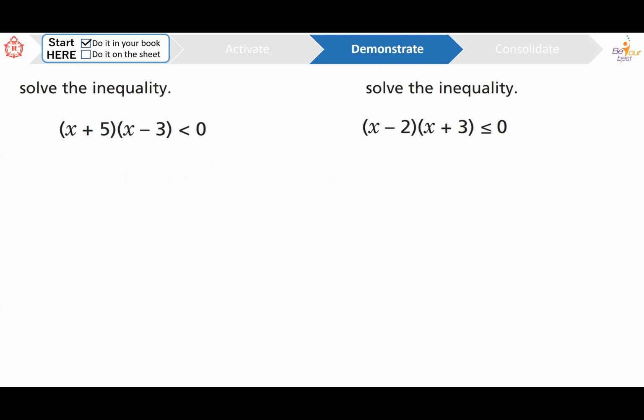And I have made it easy already: I did not need you to factorize, I've factorized it already for you. What you have to do is just show that in inequalities. So that is less than 0, less than or equal to 0. And pause the video, have a go.